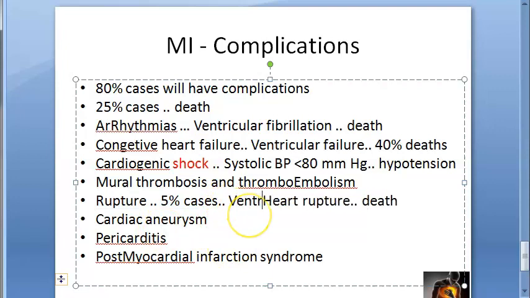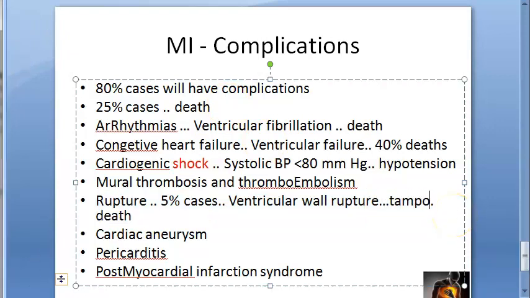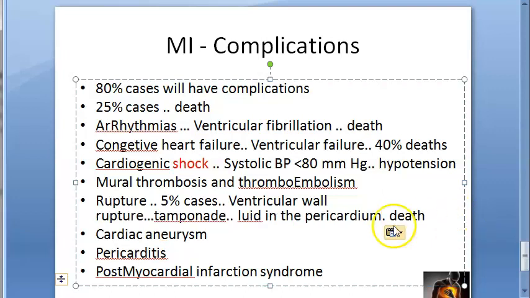Not sure why the focus is a lot on the ventricle. Ventricular wall itself will rupture, right, leading to death. So basically, the ventricle wall will rupture into the pericardial cavity, causing hemopericardium or tamponade. Okay, two things are caused. Have you heard this word tamponade before? So basically this is nothing but fluid in the pericardium. Okay, so this can lead to death, rupture of the heart.